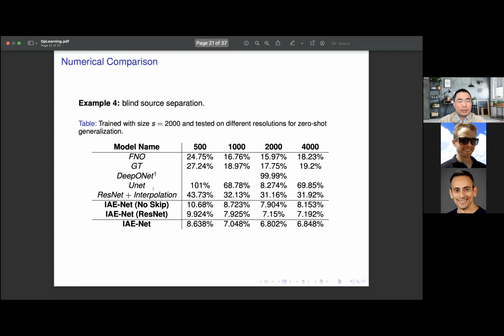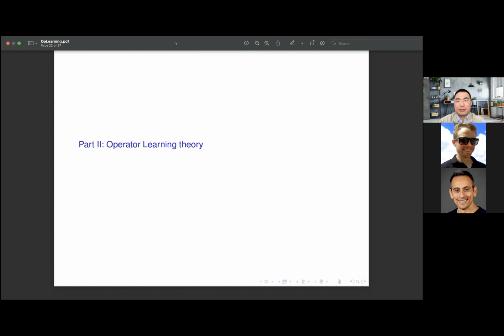We try to apply all these algorithms to learn the mapping that map one single signal into 3 different signals and try to test the accuracy. As you can see in this table, the final version of the IAE-NET can essentially achieve discretization invariant. But if you look at the other algorithms, the accuracies are quite poor. So this is the end of the algorithm part.